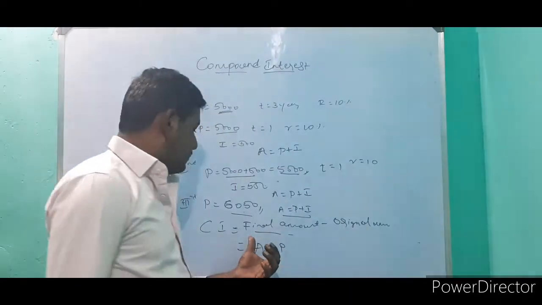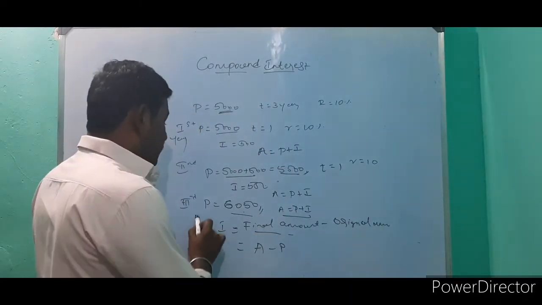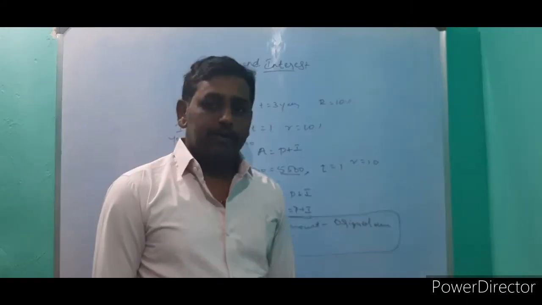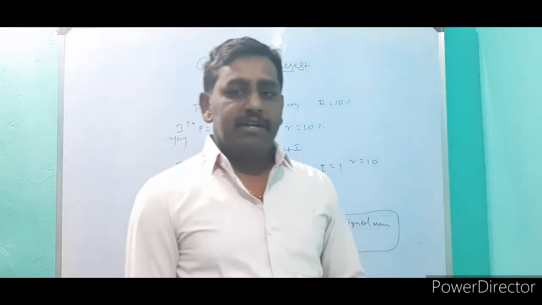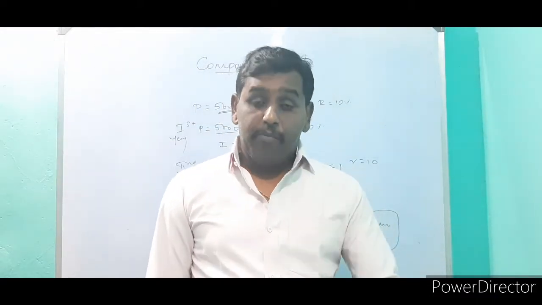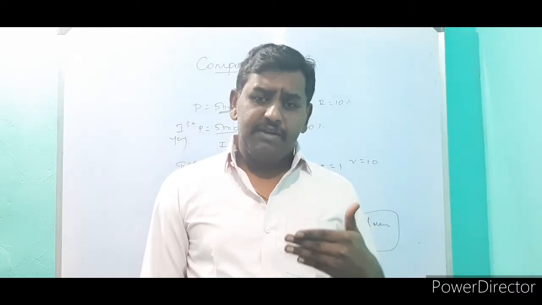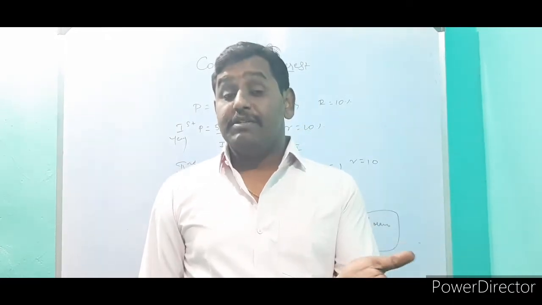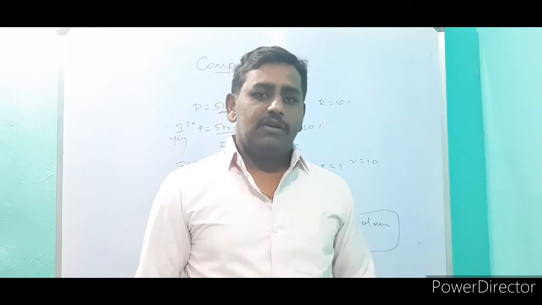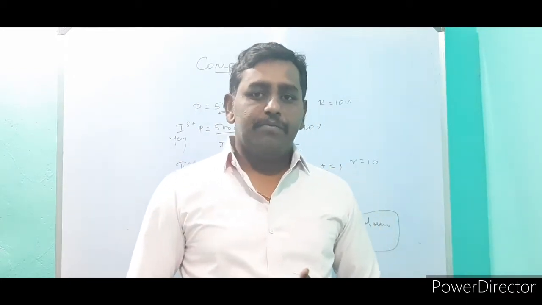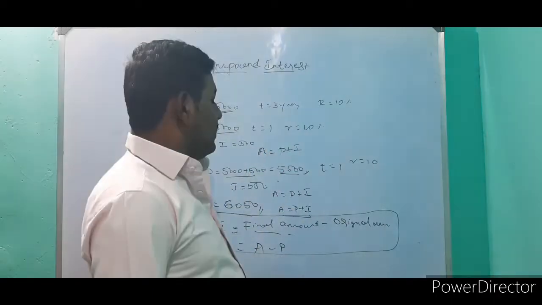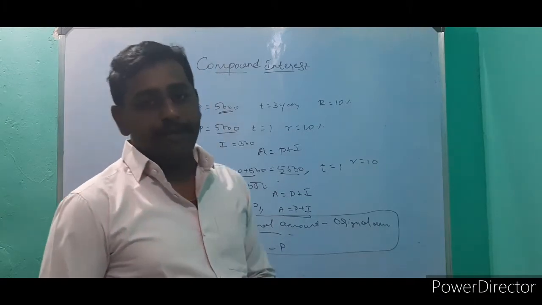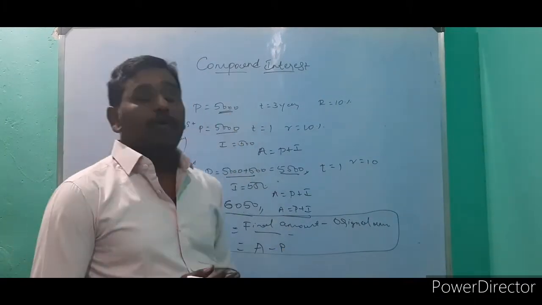So we find the compound interest by using the formula final amount minus original amount. Keep it in your mind: in simple interest we do not change the principal amount. In compound interest we change it year by year by adding interest to the principal. That is the next principal amount for the next year. Continue the process for however many years are given. The last formula is final amount minus original amount, that is A minus P. A is the final amount, P is the principal amount given.